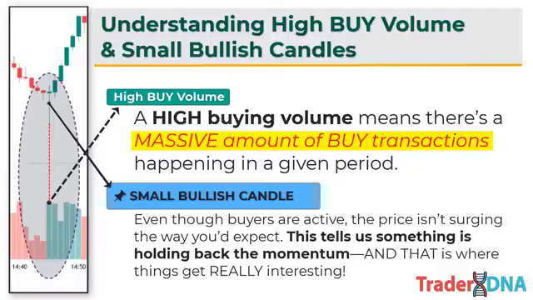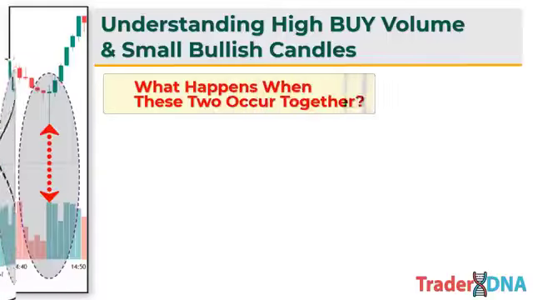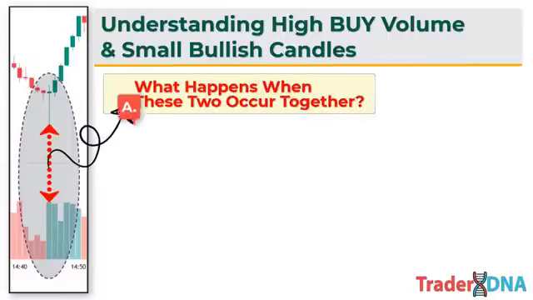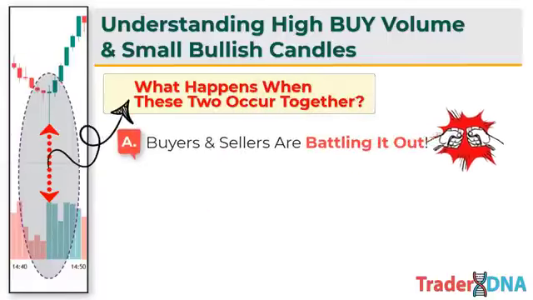Now, let's talk about what's really going on when you see high buy volume but the price barely moves. This anomaly can reveal 3 major things. A. Buyers and sellers are battling it out. Tons of buyers are stepping in, but price action is limited. This means sellers are absorbing the buy orders. There's a tug of war happening and neither side has full control yet.